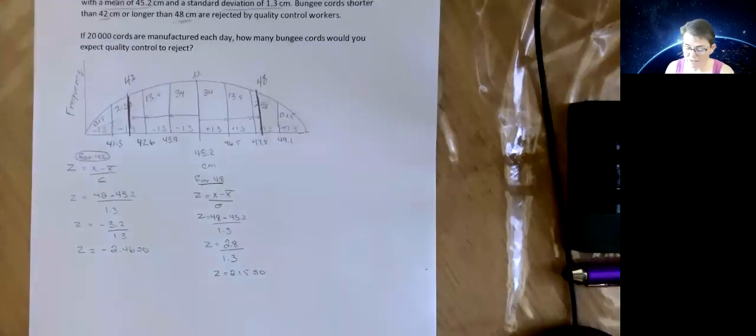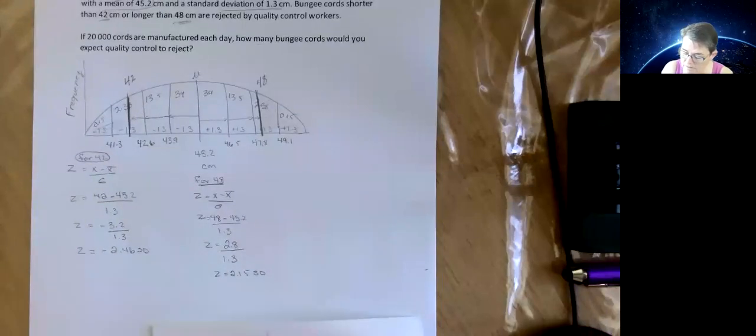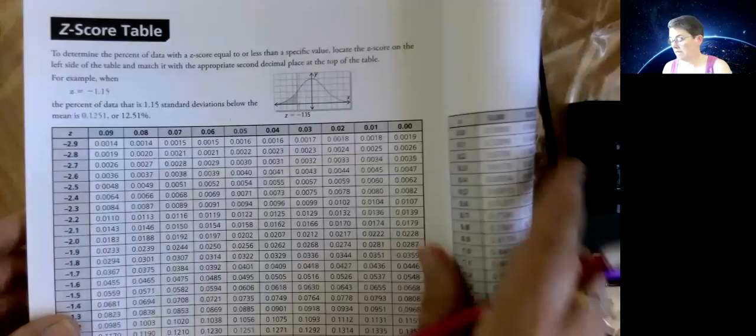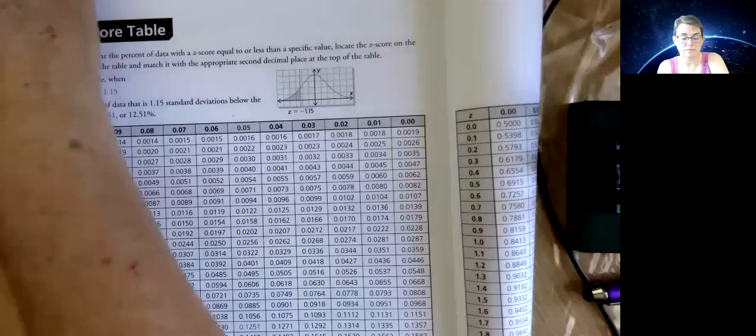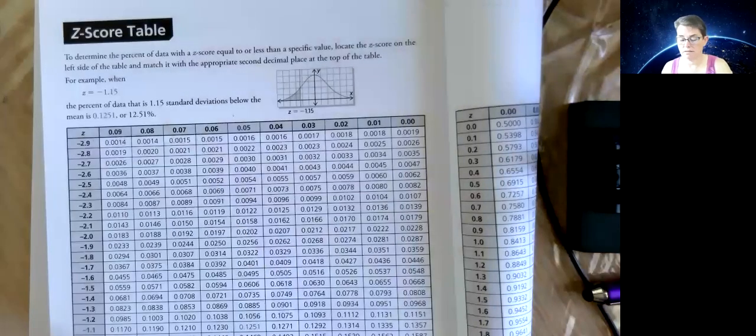All right, now comes the fun part. I'm just going to write these on as minus 2.46, where you get the Z-score table. Now, I'm hoping by the time we get to this chapter, you will have a textbook, an online version, or at least a paper copy of the Z-score table. There's one in the back of the textbook, and I've got one here in a workbook. So I'm going to look up 2.46.